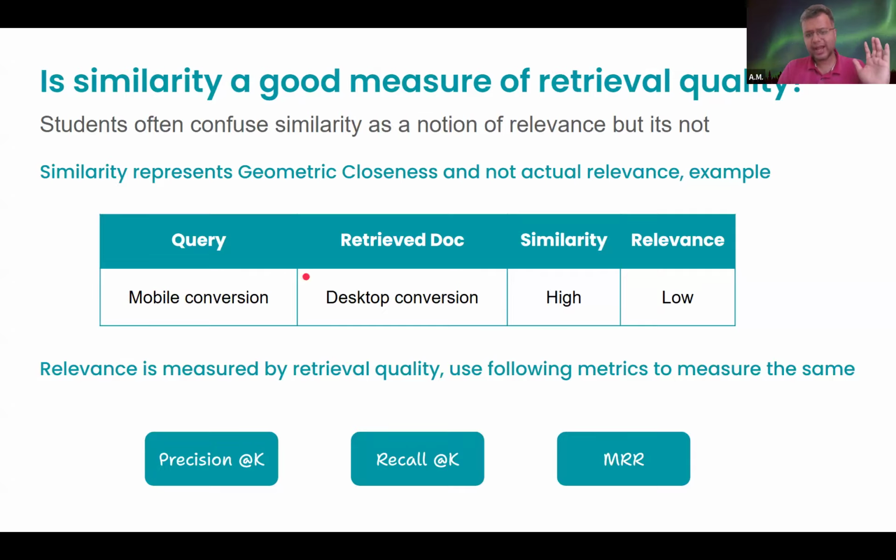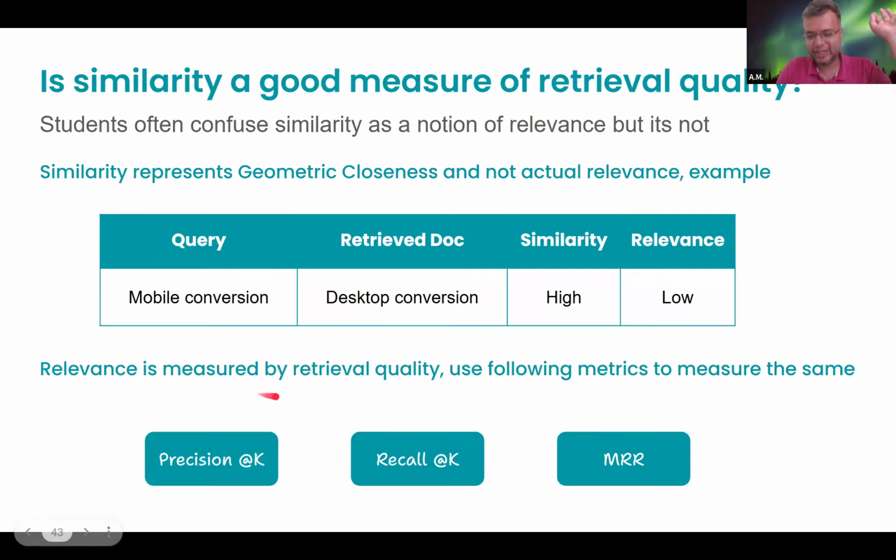And the document that it actually figured out was something which talked about the desktop conversion. Now the similarity could be very, very high because both the user query and the retrieved document contain the word conversion, and hence in the embedding space they're coming closely together. But the relevance is still very low because the CEO wants to understand the mobile conversion, but you're teaching them about the desktop conversion. So these are the cases where you should be wary about directly using similarity as a metric for checking the retrieval quality.